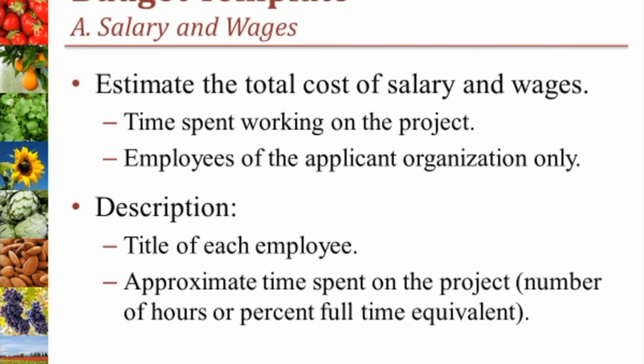The first category is category A, salary and wages. This is where you'll list the total estimated cost of salary and wages for the time spent working on the project by employees of the applicant organization. In the description column, please list the title of each employee and the amount of time they'll be working on the project. For hourly employees, that would just be the number of hours, but for salaried employees, that would be the % full-time equivalent.